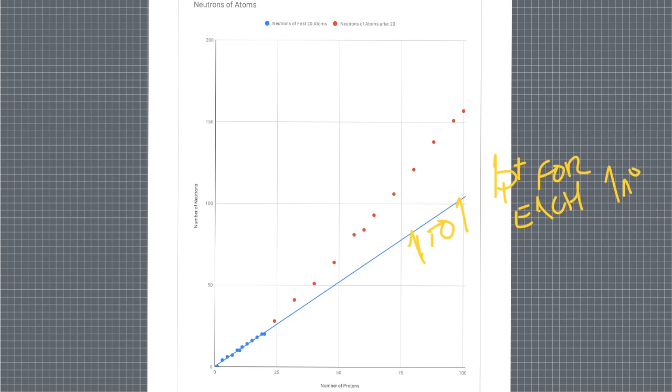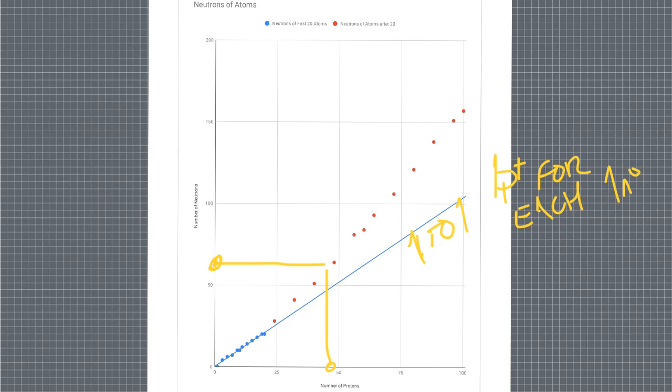So when I have 1 proton, I'm going to have exactly 1 neutron as well. And what we see then, after we reach element number 20, is that I have more than 1 neutron per proton. Like if we look at this example right here, I have probably about 60 neutrons, and somewhere around 40 some protons.